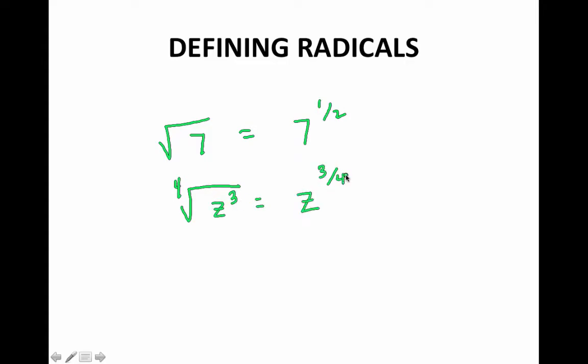So last class you explored the relationship between rational exponents and radicals, like this. You saw problems like this, like the square root of 7 is the same thing as 7 to the 1/2. Or the 4th root of z cubed is the same thing as z to the 3/4. I want to define more exactly what a radical is for you.